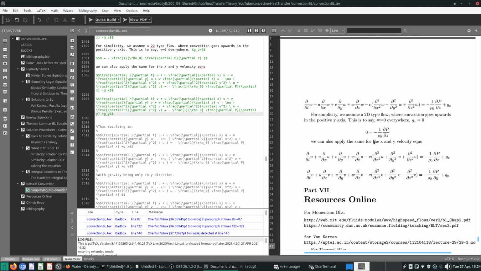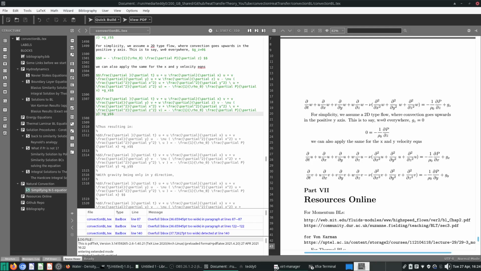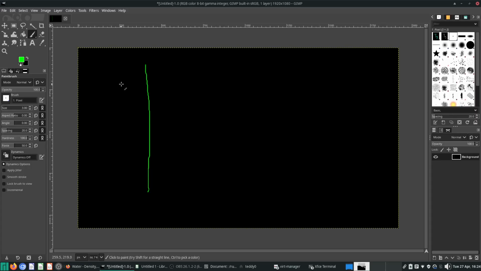And then I went on to say that we will assume 2D, as we do with most boundary layer equations, and we'll just drop off Gz. So we drop off W equals 0 everywhere, so all these terms will drop off. Gz equals 0. Why? Well, of course it's 2D flow. So this is what we are dealing with.